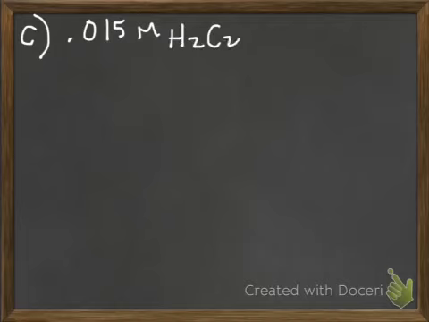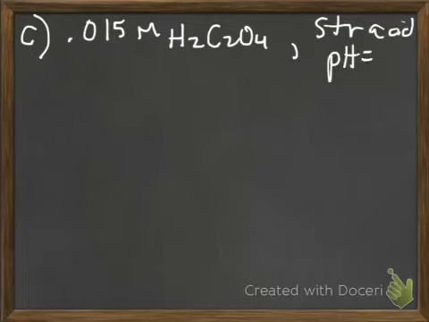It says to a 0.015 molar solution of oxalic acid, so 0.015 molar H2C2O4, that's what we have, a strong acid is added until the pH is 0.5. So strong acid makes the pH 0.5. Okay, we want to calculate the oxalate ion concentration in the resulting solution.